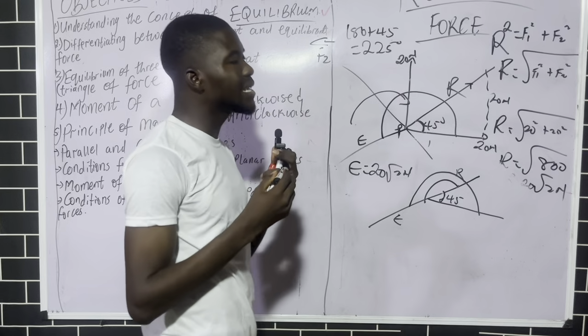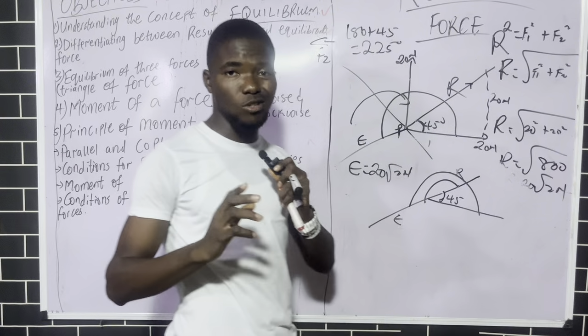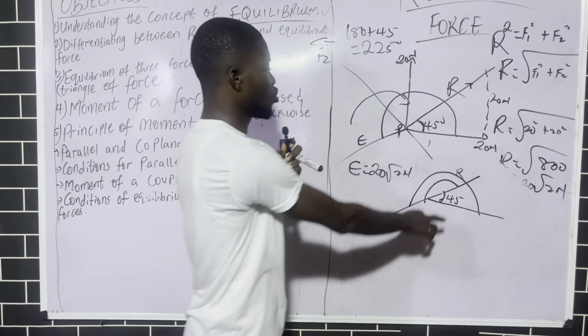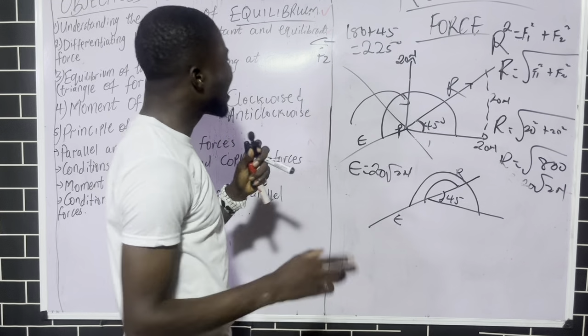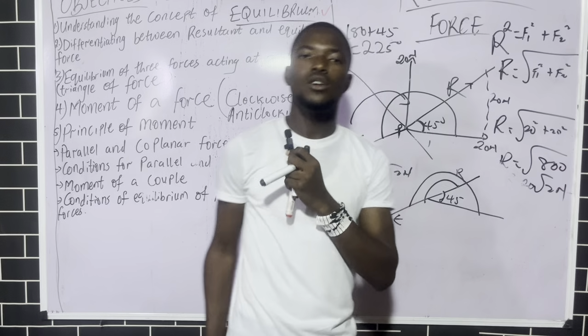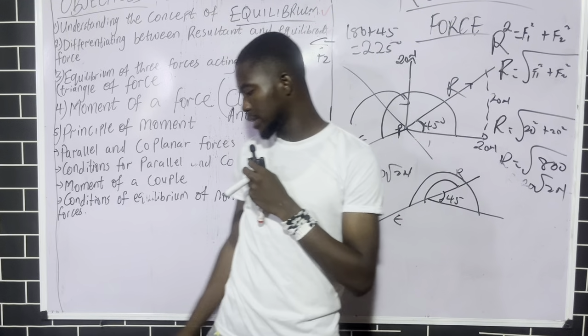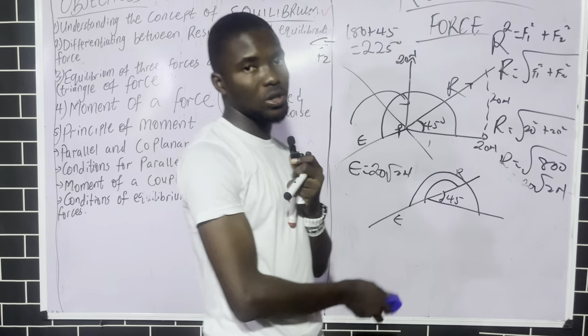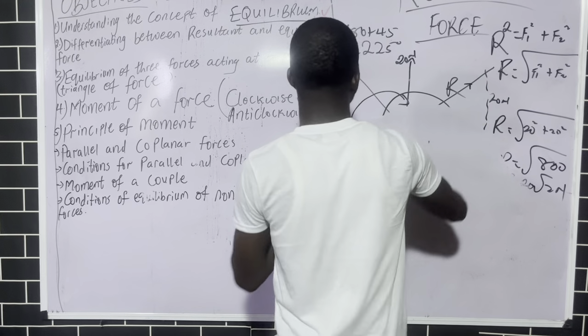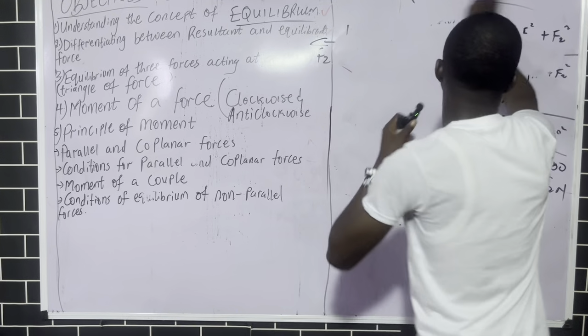Please make sure that any question you are solving in physics, this is the angle. Make sure the angle is to the horizontal. Very, very important. So the correct answer to this question is 20 root 2 at 225 degrees to X. That's the correct answer. So you can see how we solve questions on resultant and equilibrium force. Very, very easy. Now let's move to the next one.